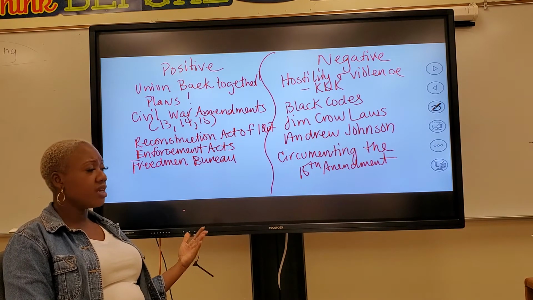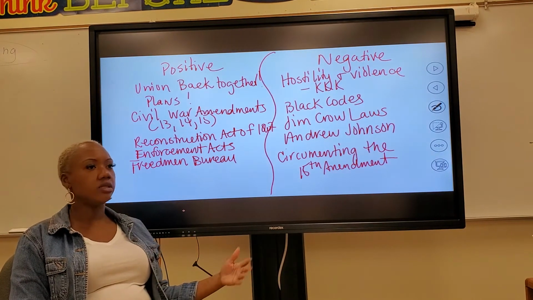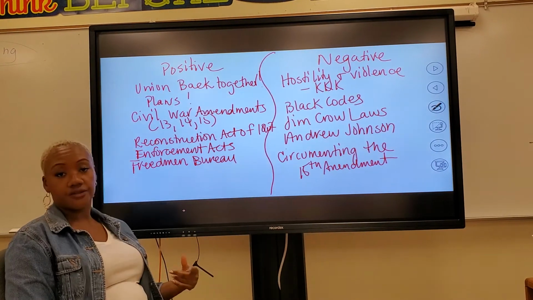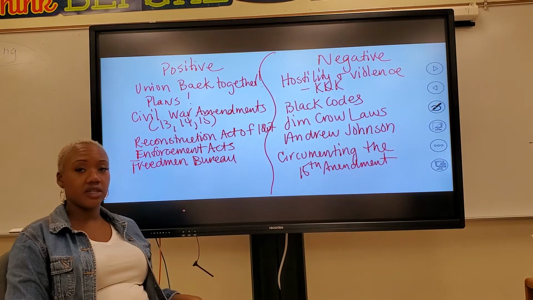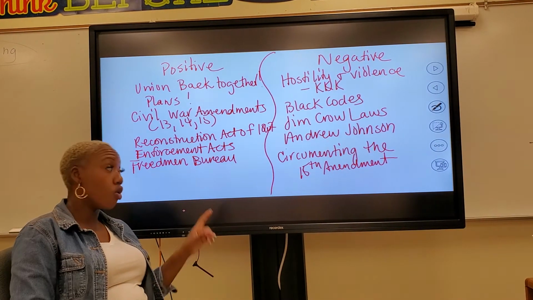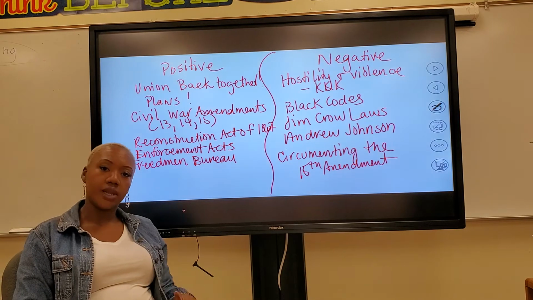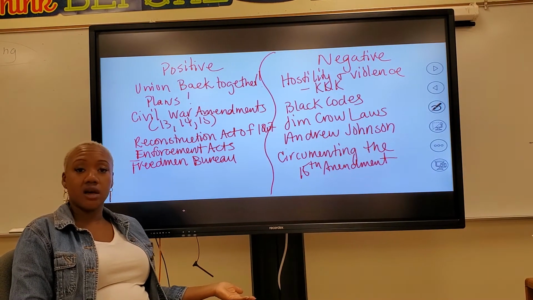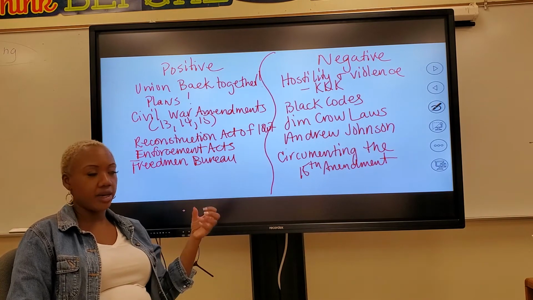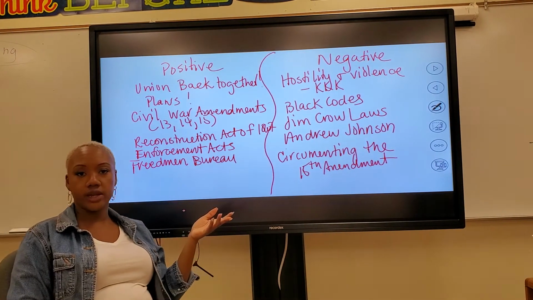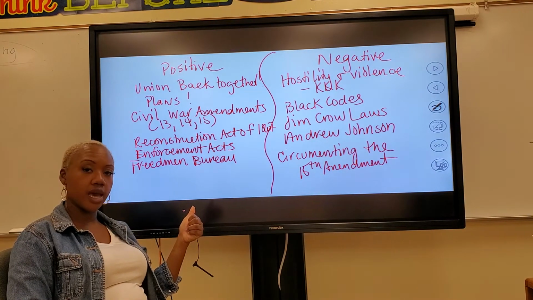And in addition to Jim Crow laws, a series of laws were created to circumvent the 15th Amendment. What's the 15th Amendment? Black males can now vote. According to the 15th Amendment, black males can vote, but the South was creating laws to undermine, manipulate the 15th Amendment. What laws were created? Number one, poll taxes.